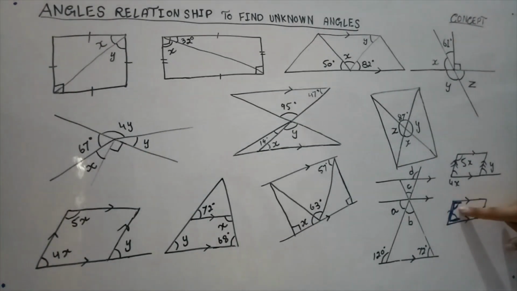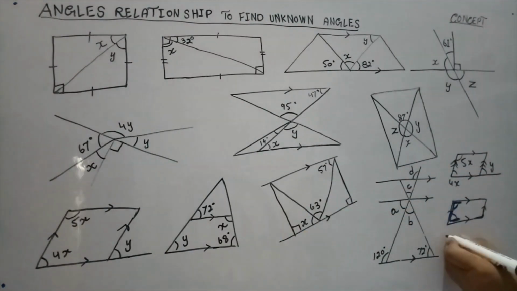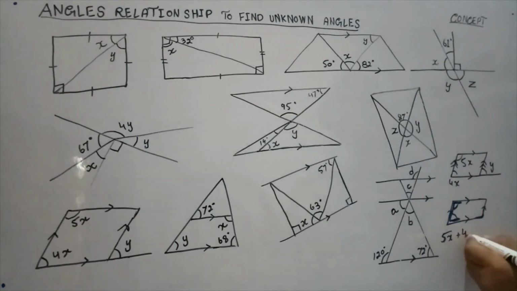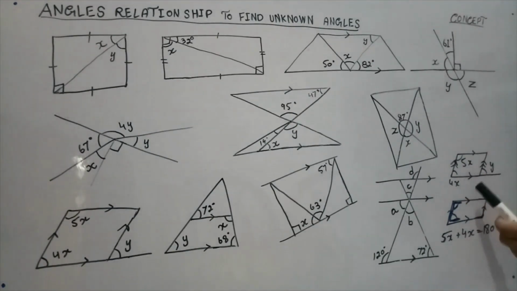It means if I take this angle, which is equal to 5x, and this angle, which is equal to 4x, the sum of these two angles will be equal to 180 degrees. These two are co-interior angles of each other.